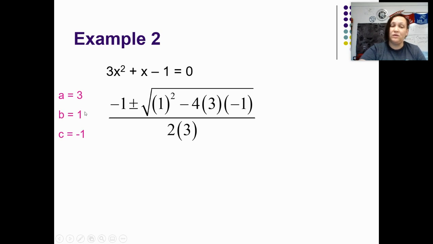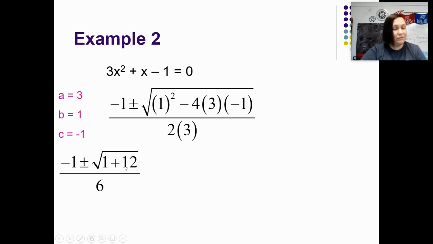On this one, my B was not originally negative, so it is going to stay negative right here for the rest of the problem. Inside my square root sign, I'm going to do 1 squared, which is 1. 4 times 3 times 1 is 12. And just like in the last problem, I have a double negative. I have a minus sign and a negative 1. So this will change to a plus sign on my next step. And then 2 times 3 is 6.